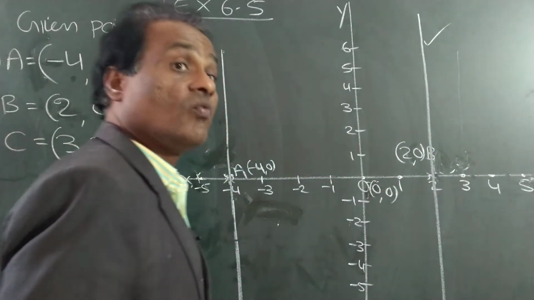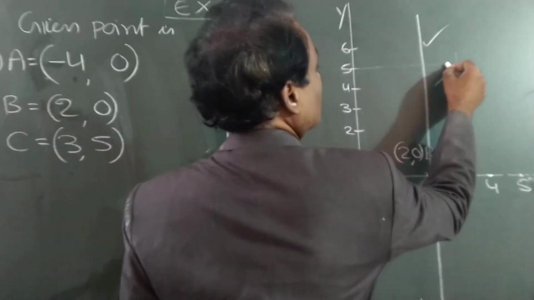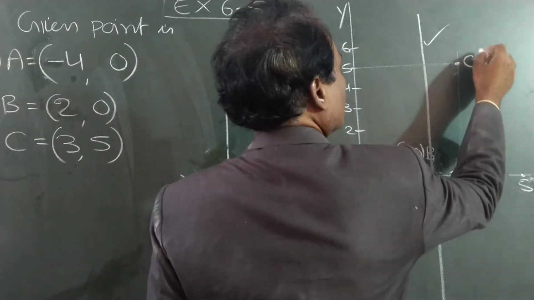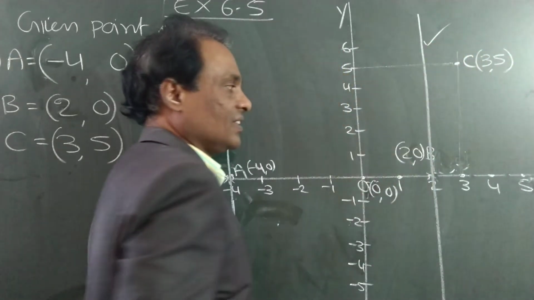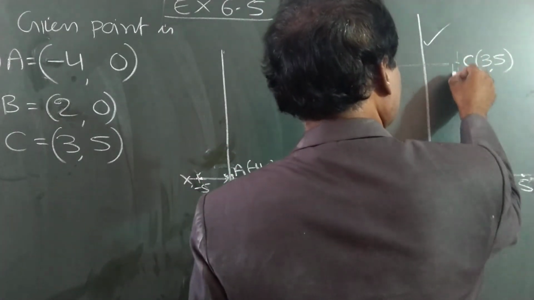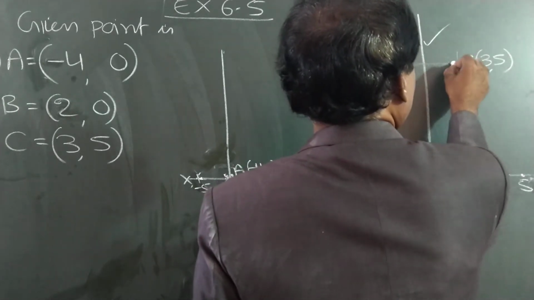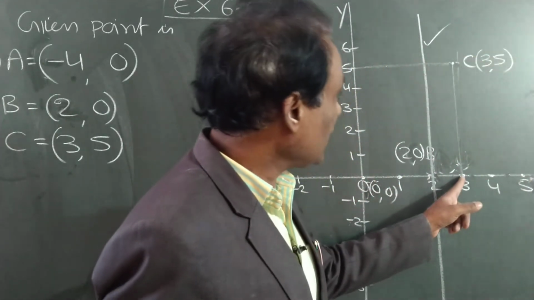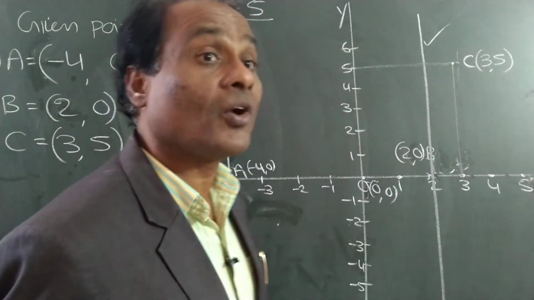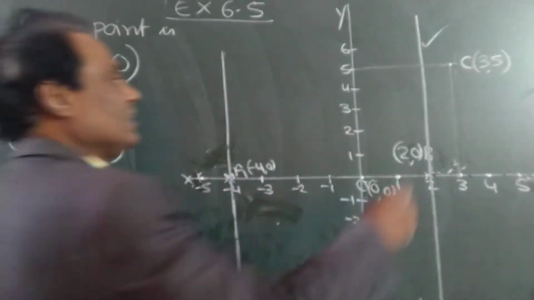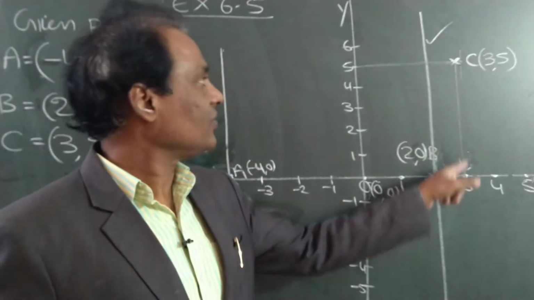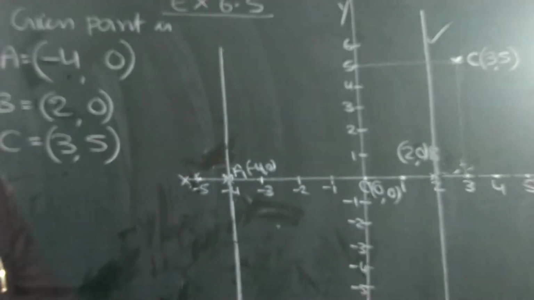X value 3, Y value 5. This is the point 3 comma 5. Which point? 3 comma 5, X value 3, Y value 5. This is the point.